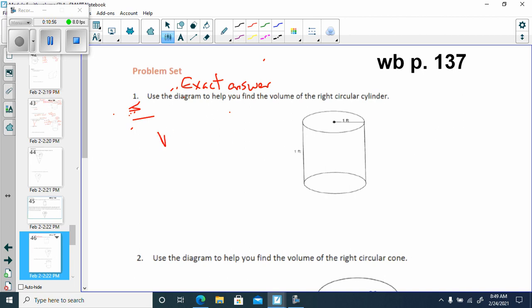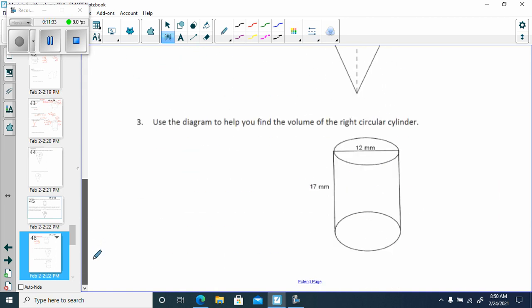Okay? Volume is equal to pi times our radius squared times our height. So we're going to leave pi like it is. Our radius here is 1, so we plug that in. Radius is halfway across. Our height, our distance between our two bases, is 1. 1 squared is 1 times 1 is 1. That gives me 1 pi for my answer. And what are my units? Feet cubed. Volume is cubic units, three-dimensional.